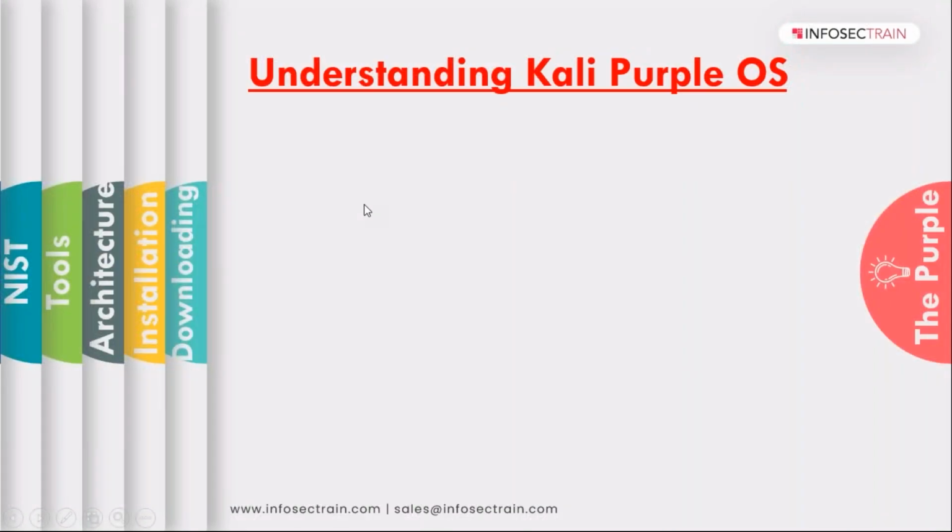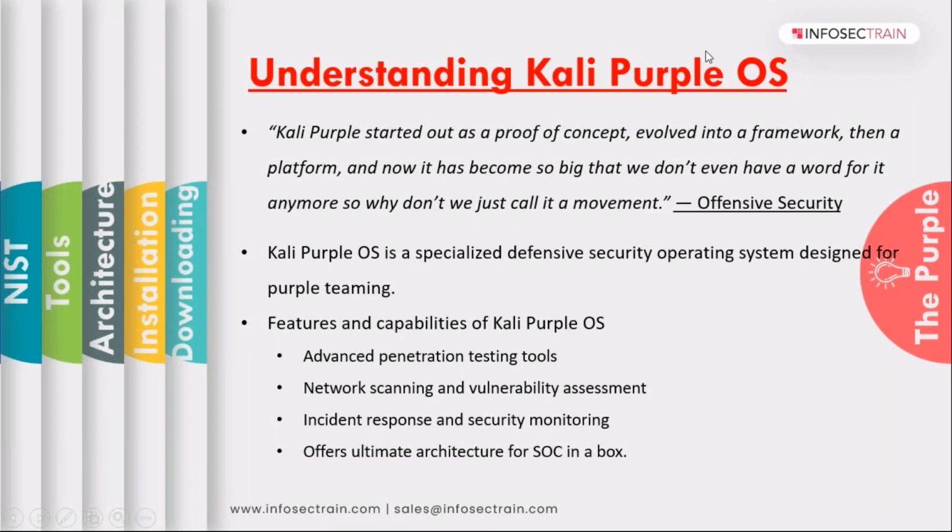So, understanding Kali Purple OS, I would say. This is basically the statement from Offensive Security. They started it as a proof of concept, right? Then it evolved into a framework, then a platform, and now they are calling it a movement. That's quite good. So what I will say is Kali Purple is basically an operating system which is majorly specialized for defensive security for us.